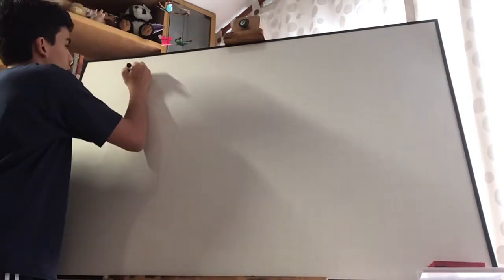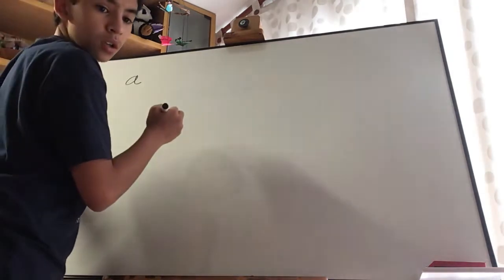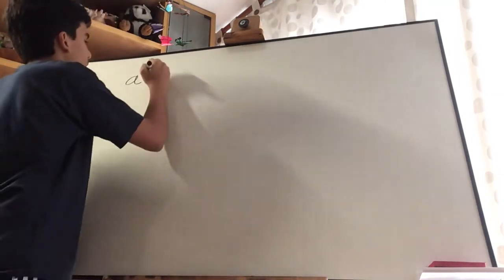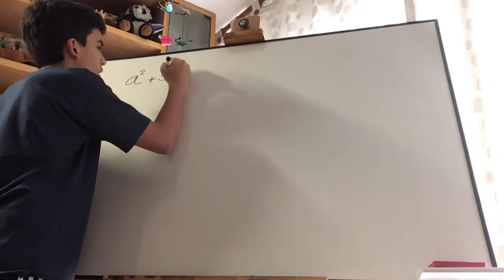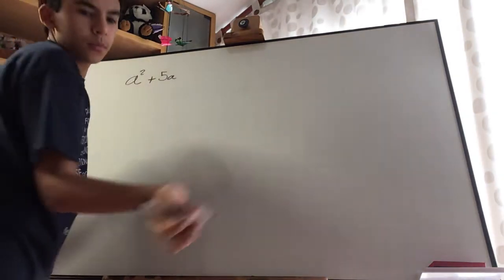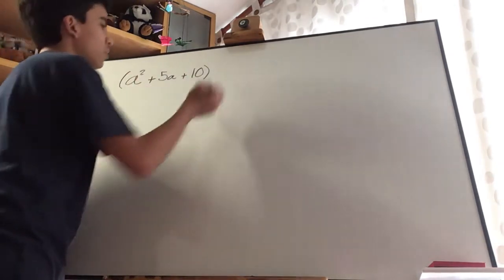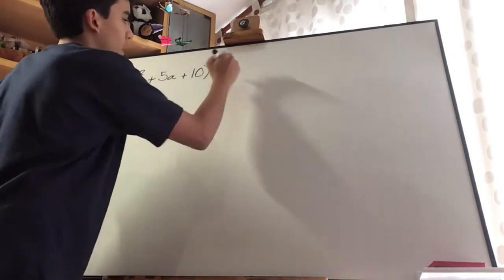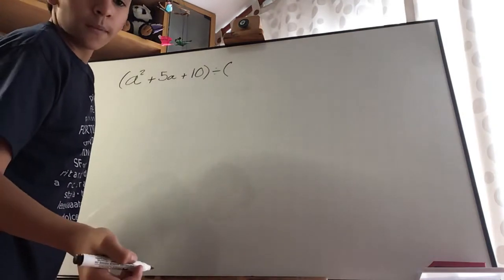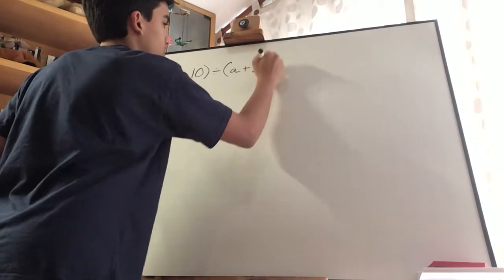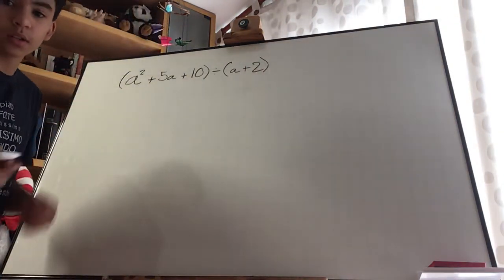Okay, so this exercise says a squared plus 5a plus 10. So we put that in brackets and divided by a plus 2. This is the exercise we're going to do today.